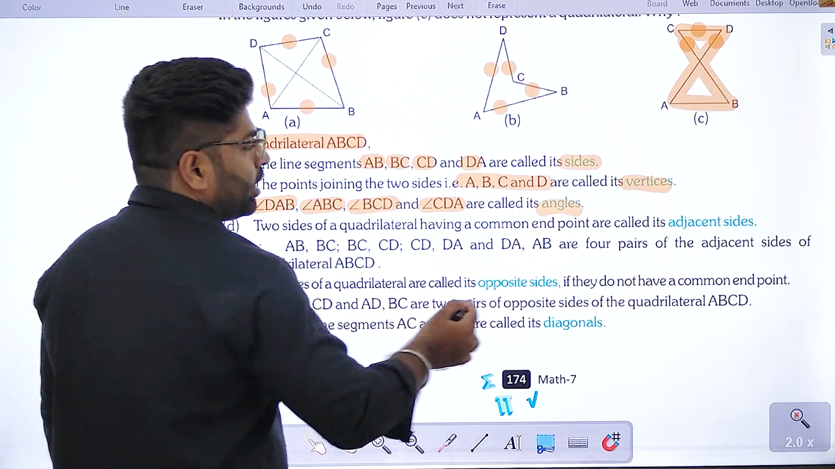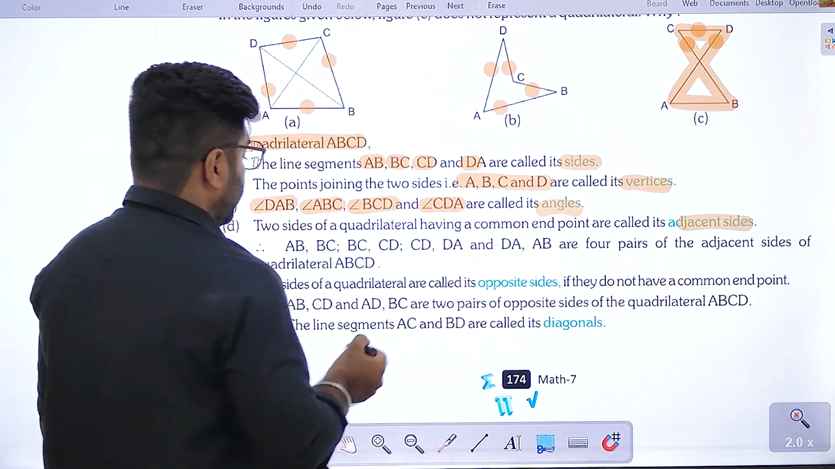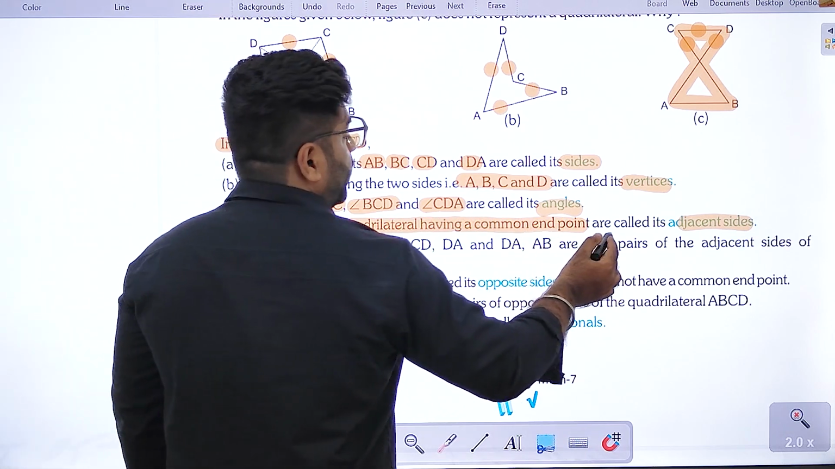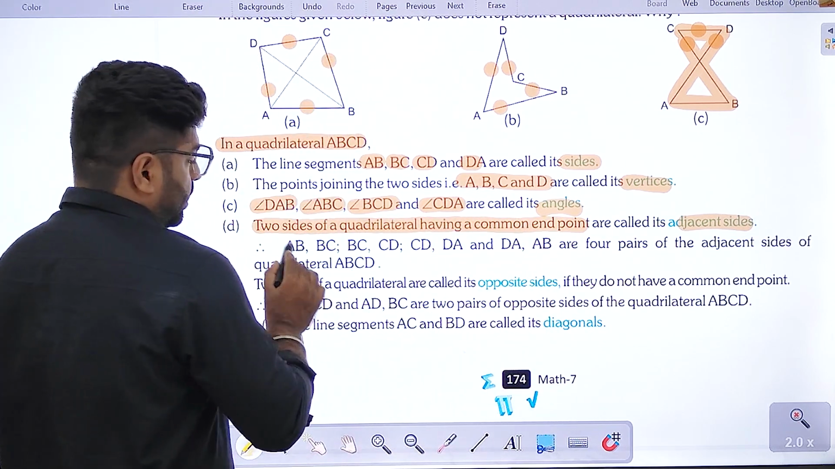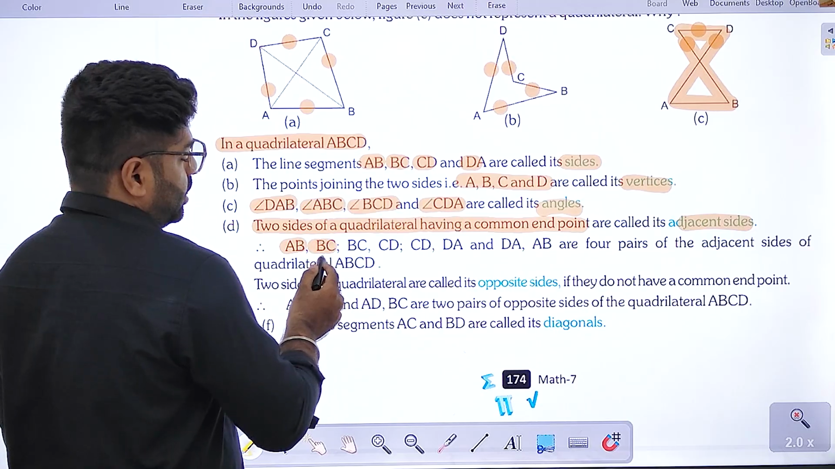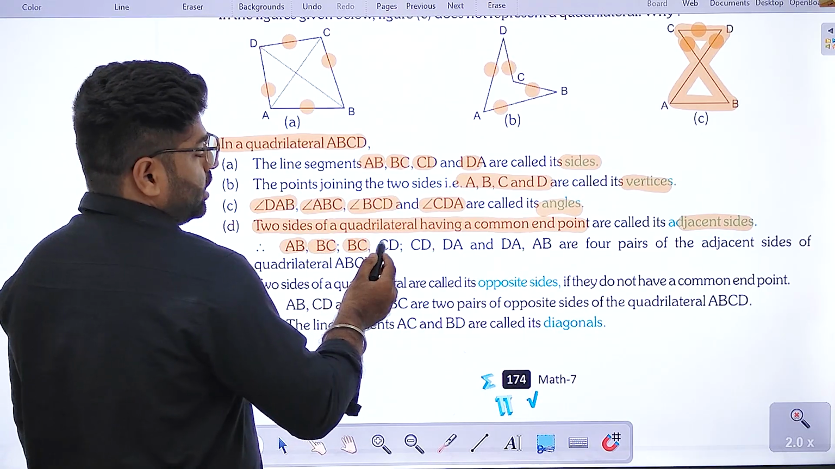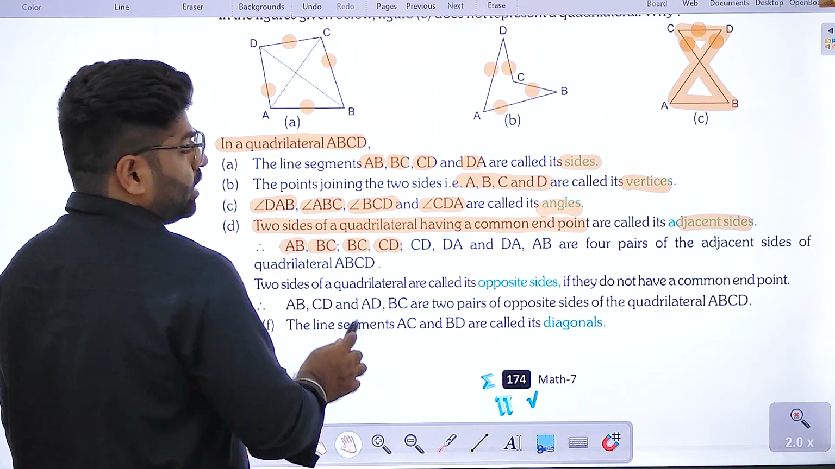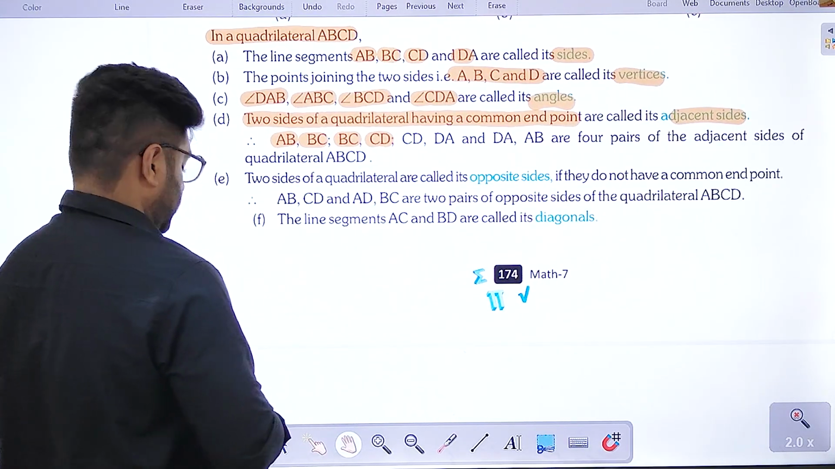After that we are having adjacent sides, in which two sides of a quadrilateral having a common endpoint are called adjacent sides. That is AB and BC. Here we are having BC and CD. Here we are having C. Okay, so these are the pairs of adjacent sides.